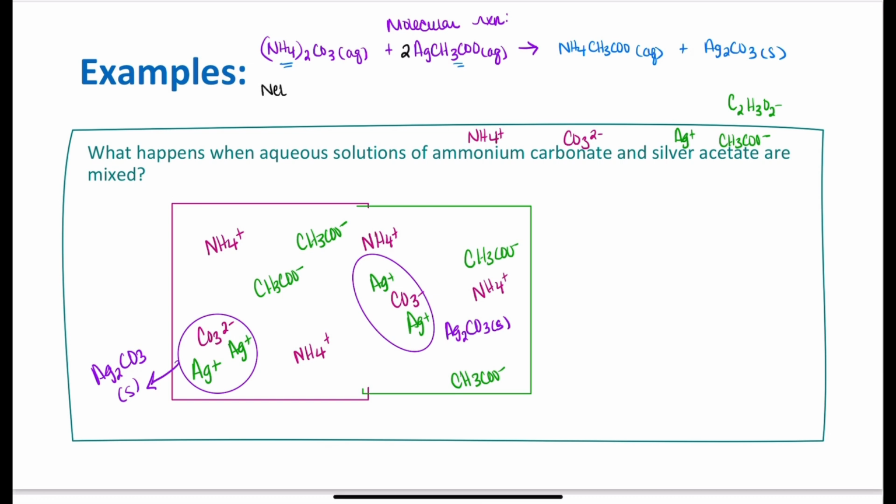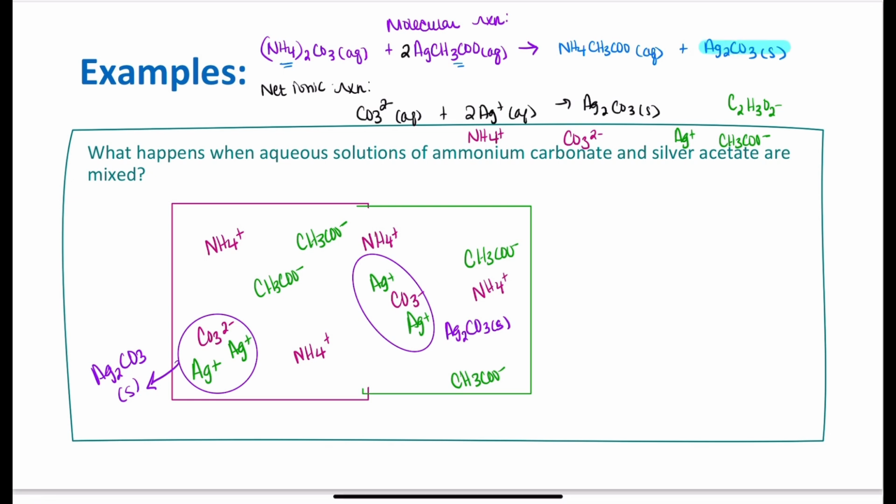My net ionic reaction is just one carbonate ion finds two silver ions and makes silver carbonate.